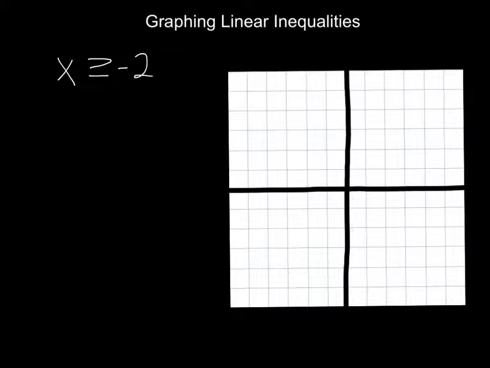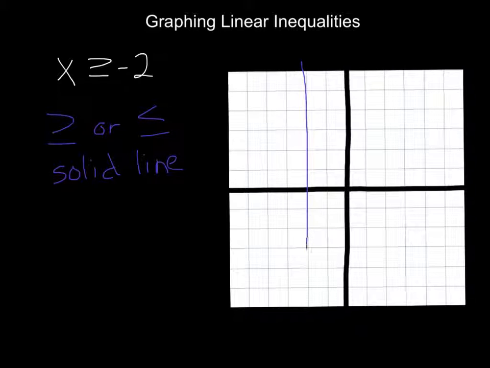Okay, x is greater than or equal to -2 will be similar to x equals in that it will be a vertical line. And since it's greater than or equal to, just like less than or equal to, it will be a solid line. Come over here to where x is -2 and draw a vertical line.